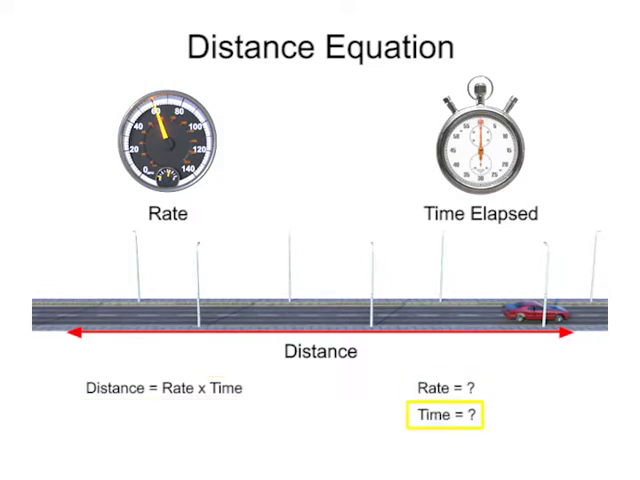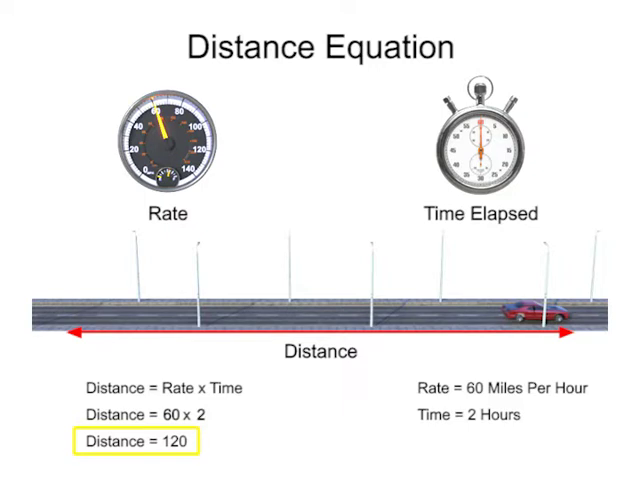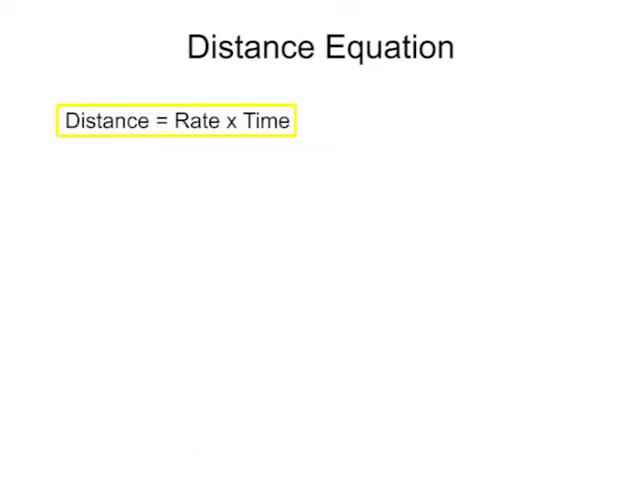If the rate and time are known, we can use the relationship between them and the distance traveled, or the distance equation, to determine the value of the distance. For instance, if a car is traveling at 60 miles per hour for 2 hours, we can substitute these values into the equation and solve for the distance. 60 times 2 equals 120, so the total distance traveled is 120 miles. The most common form of the equation is distance equals rate times time, or d equals r times t.